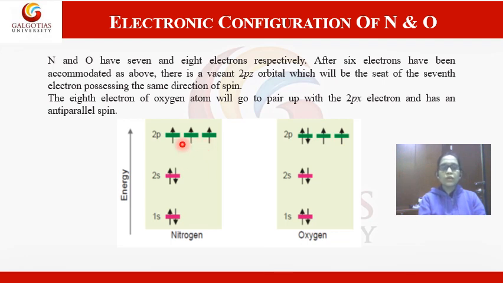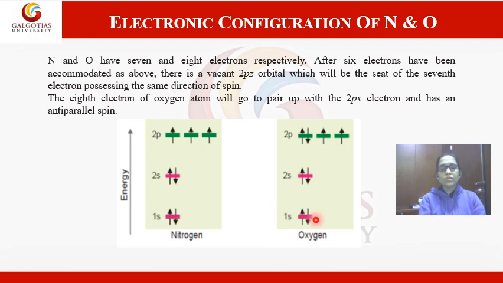In 2p, you will see each orbital is occupied by one electron, and there is maximum multiplicity and minimum pairing. Each electron has spin plus half, and this is plus half and plus half. The total multiplicity has the formula 2S plus 1. When we apply it here, the total multiplicity is 4, and there is minimum pairing. That means the number of unpaired electrons is more here.